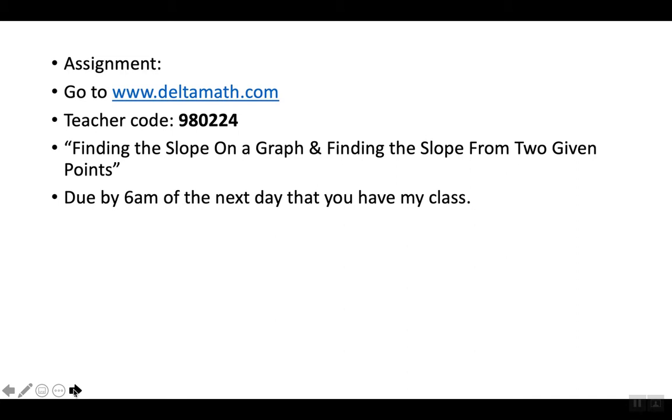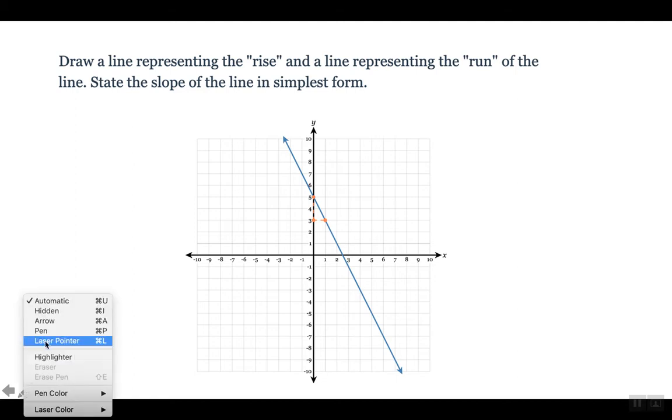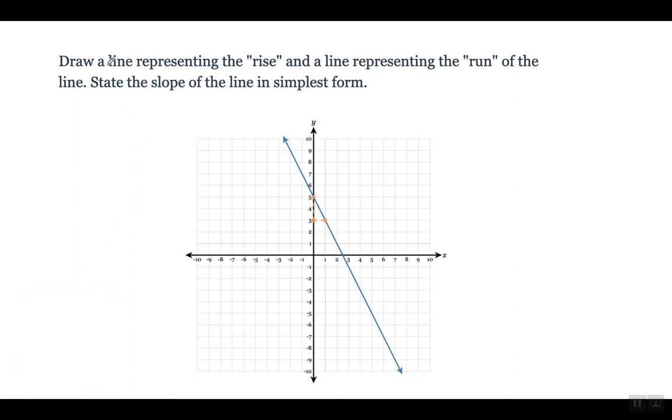All right, so the first types of questions that you're going to get are like these, all right? They're pretty simple, but let me point out a couple things. In the directions, it's going to say that you have to draw a line representing the rise and a line representing the run of the line, and then state the slope of the line in simplest form.